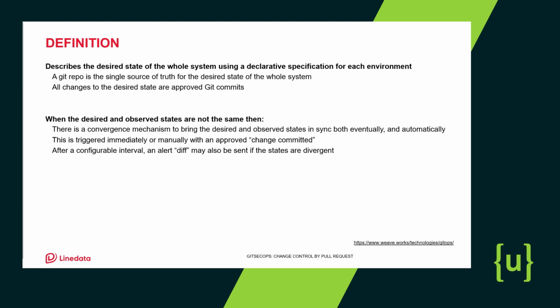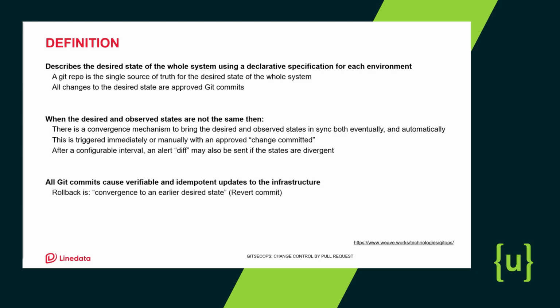And that will allow you to then go through the convergence process. And all of these Git commits cause a verifiable and idempotent update to the infrastructure. Essentially, you cannot change the code after it's been committed. If you need to change something or you need to revert, you need to create another commit, right? So all of these changes are trackable and auditable, and you cannot change them after the fact. And we'll talk about what happens if you put a change into production and then you need to revert that change.